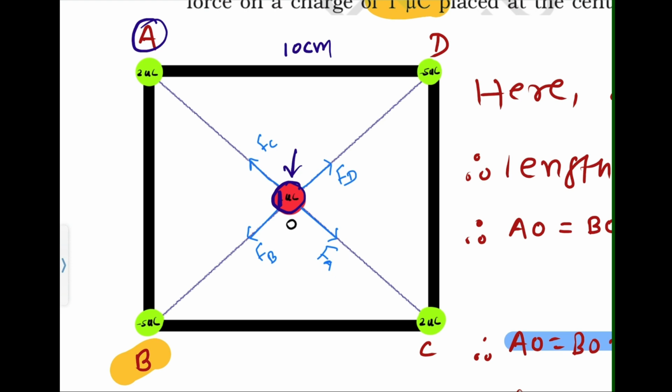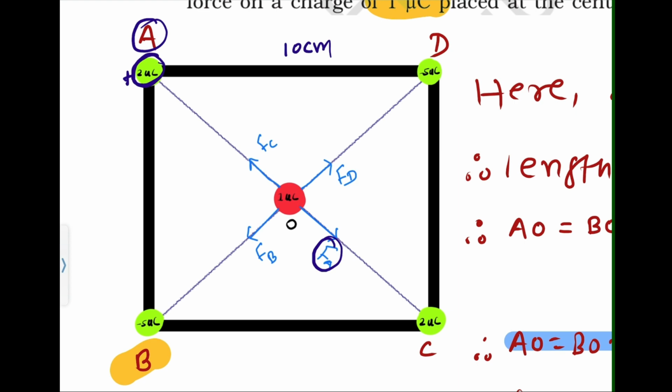See, this is also 2 microcoulomb and which is positive. So positive repels. So this positive charge at corner A will repel this charge in this direction. So it repels in this direction which is labeled here. So force on 1 microcoulomb charge placed at the center is Fa. Here the direction of Fa is labeled.